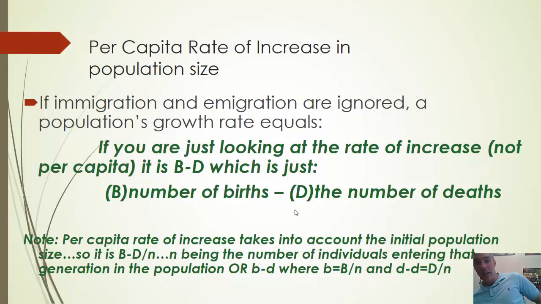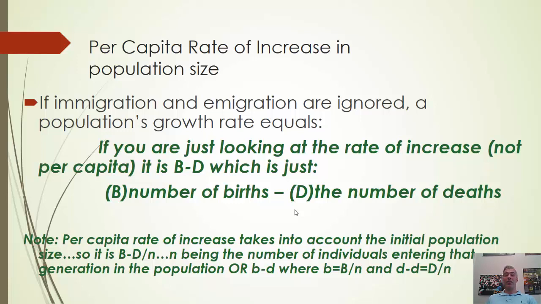Okay, so this part gets a little bit more difficult. It's not even that difficult, but it involves a little bit of math. If we're looking at population size and increases in population size, or per capita rates of increase, we're going to look at a couple of different factors, but it focuses mostly on birth rates and death rates. If we ignore immigration and emigration, which you could take into account but we're not going to, a population's growth rate will equal the number of births minus the number of deaths.